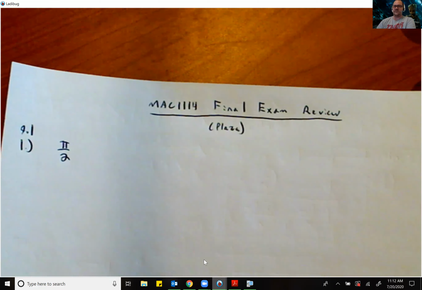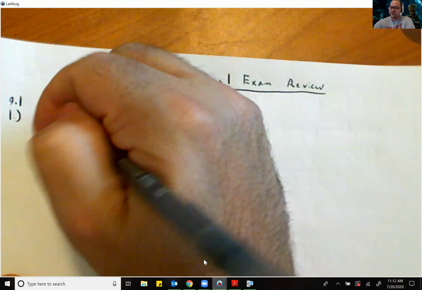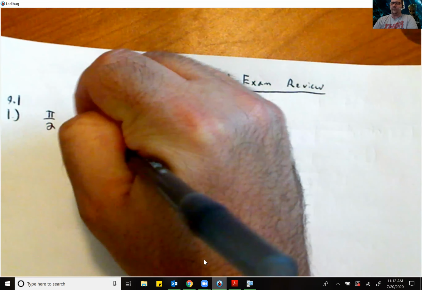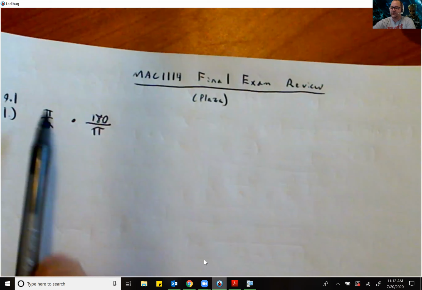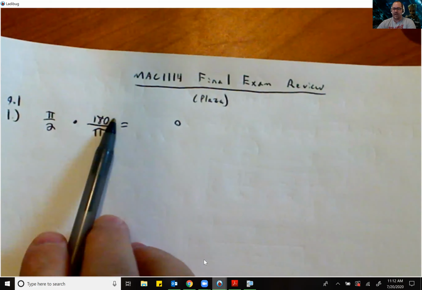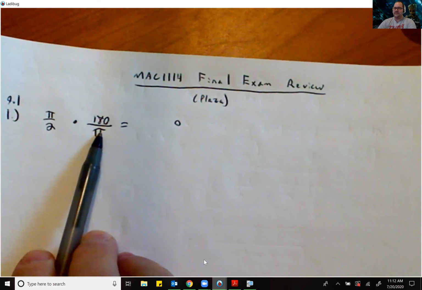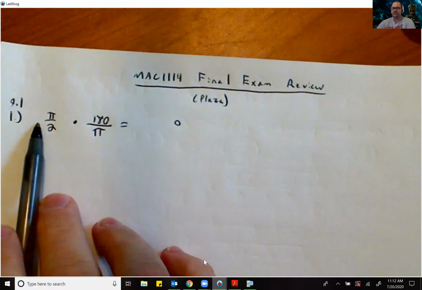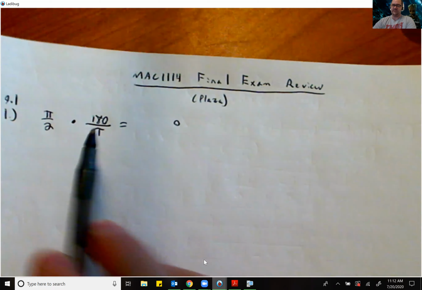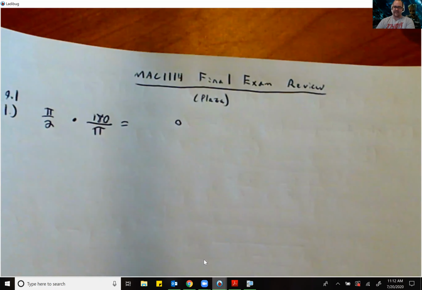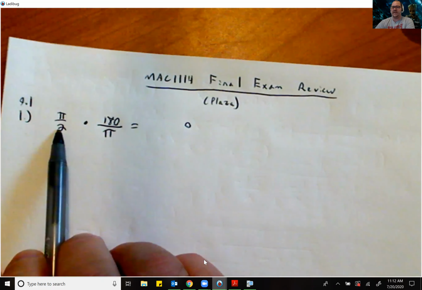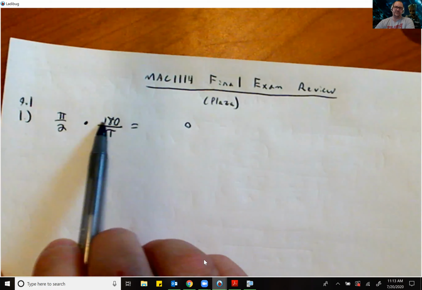So how do we convert this to degrees? Remember, it's a little conversion where we put 180 degrees over pi. If you're going from radians into degrees, you multiply by 180 over pi. If you're going from degrees into radians, then you do the reciprocal of this, so you would multiply by pi over 180. Basically, your pi's are going to cancel, and all you really need to do is take 180 and divide it by 2.